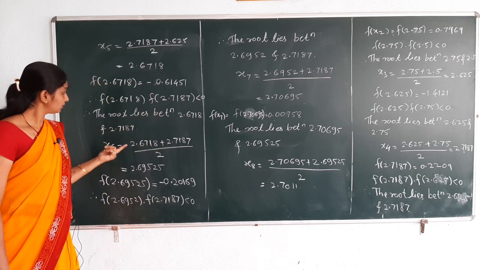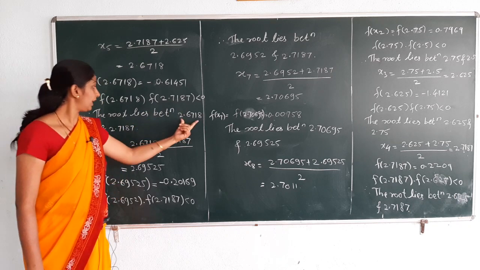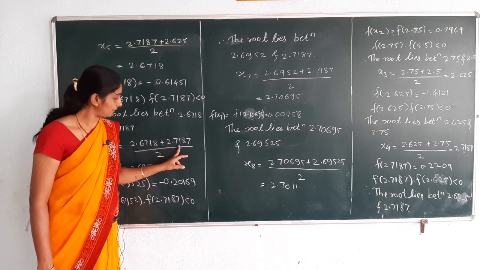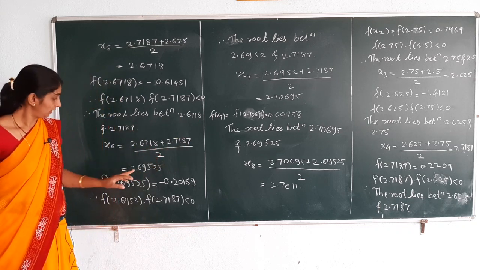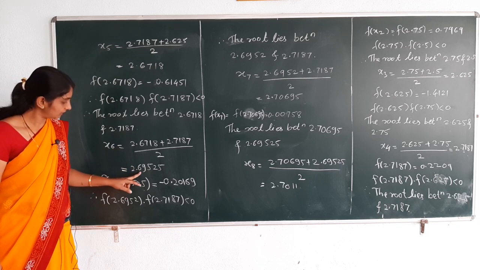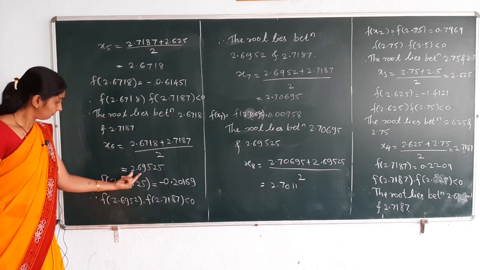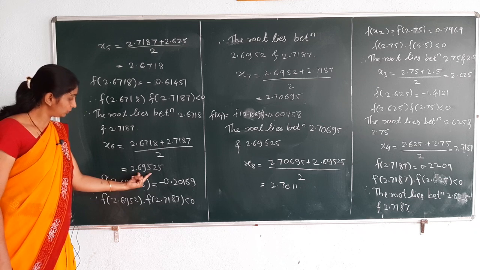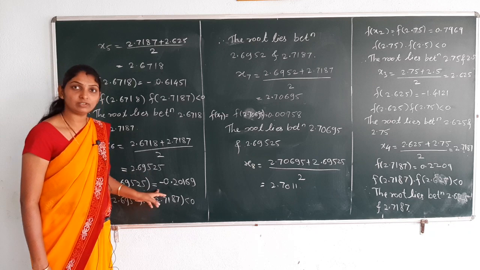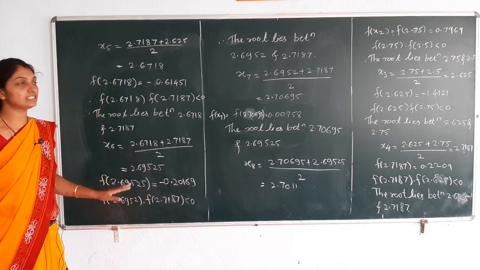Therefore, next sixth approximation, that is x6, is equal to this value plus this value divided by 2, that is (2.6718 + 2.7187) divided by 2 is equal to, we get the value, that is sixth approximation root 2.69525. And again we find f: put x is equal to this value in the function, then we get f of 2.69525 is equal to minus 0.20169, that is this value is negative.